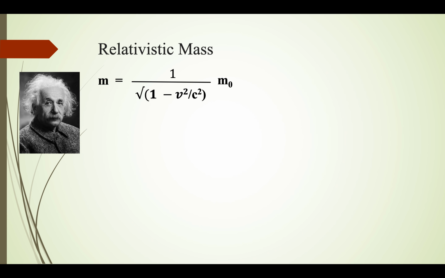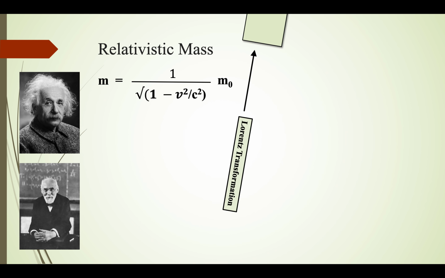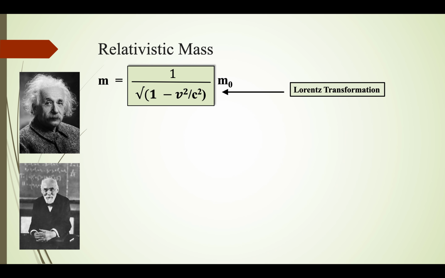From Einstein's theory of special relativity, we know that mass is proportional to the rest mass. This proportionality function is known as the Lorentz transformation and is equal to 1 over the square root of 1 minus v squared over c squared.